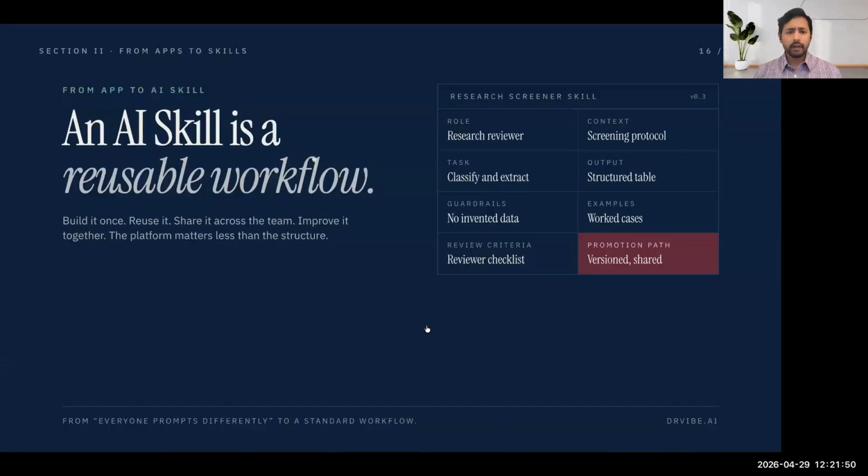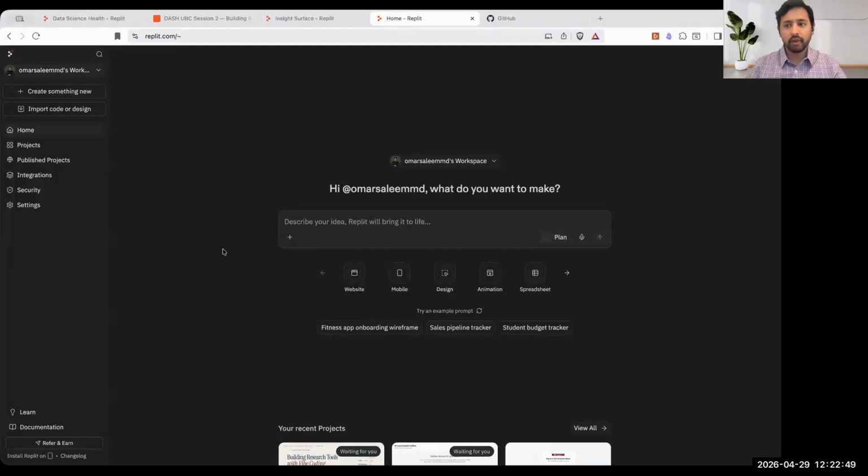So now, before we move on to section two, I want to do a demonstration of the Replit app, and then we'll do the skill, because I think it goes better that way. So let me switch to Replit. Can you guys see this? Yes. Okay. Good. Perfect.